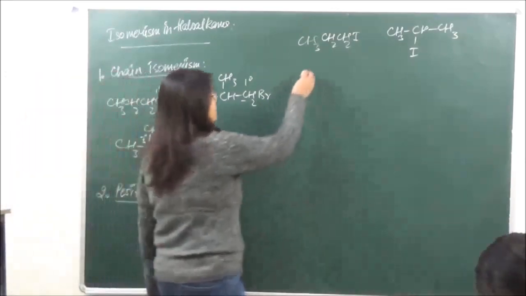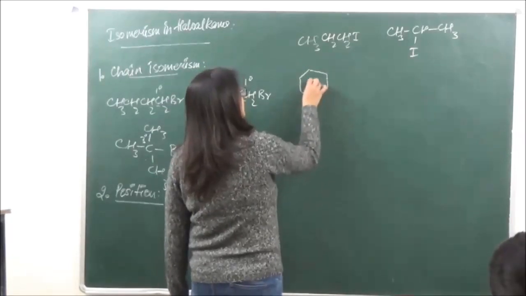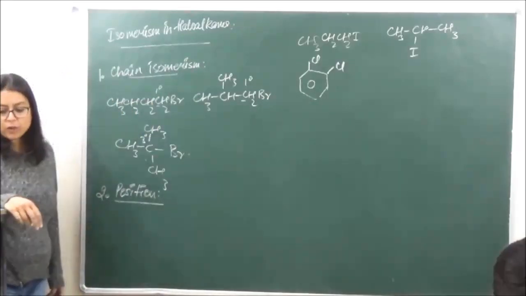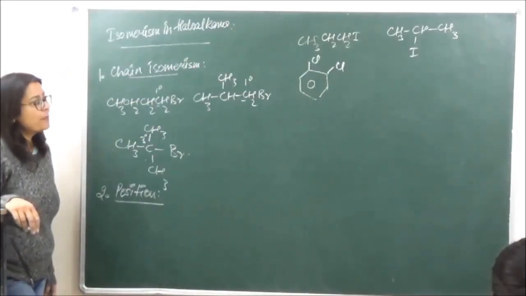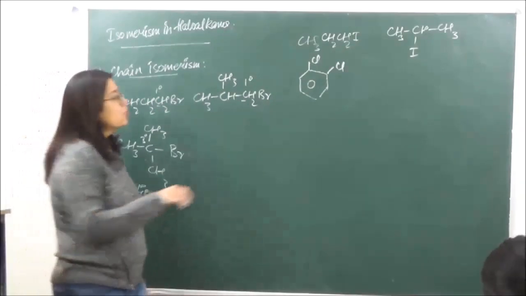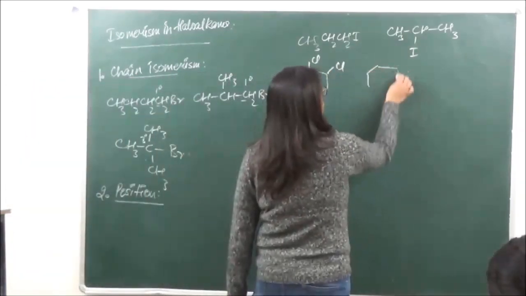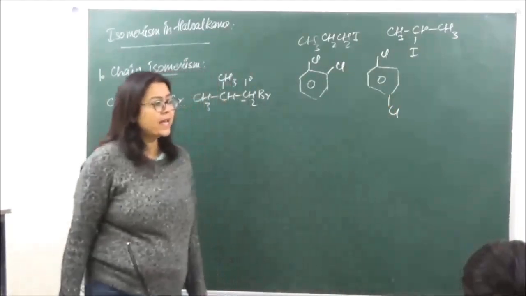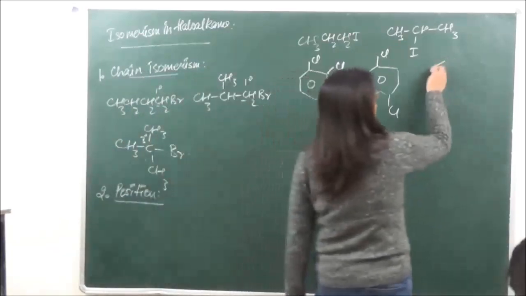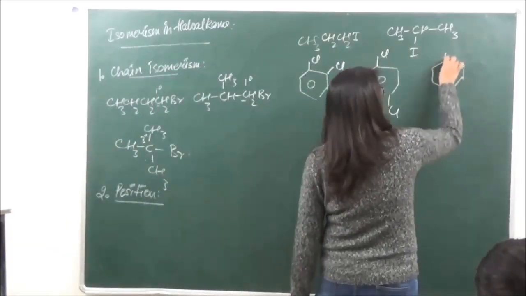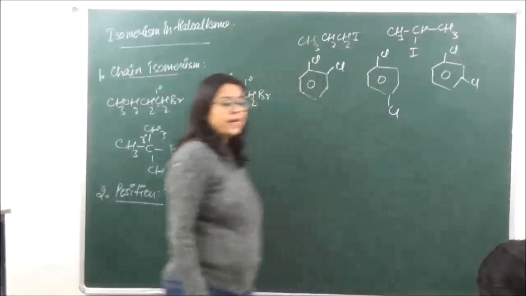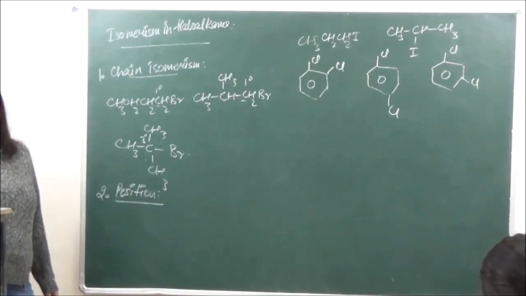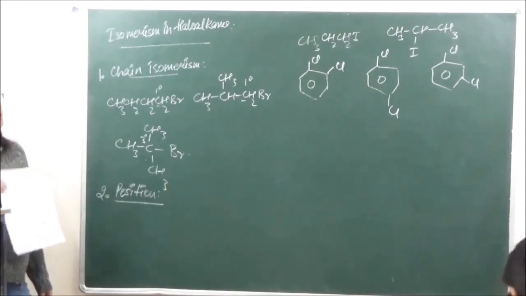Or if we have chlorine and chlorine over here, this is going to be 1,2-dichlorobenzene, right? If the position of chlorine changes from here, this is going to be 1,4-dichlorobenzene. Still we can make another isomer over here, which is 1,3-dichlorobenzene, right? So this is going to be position isomerism.